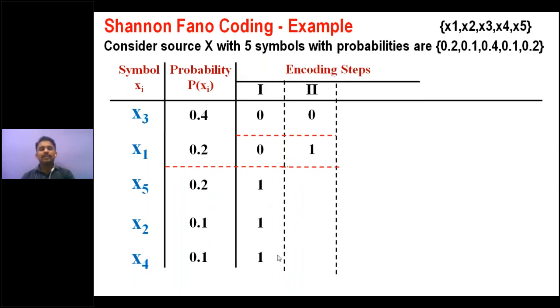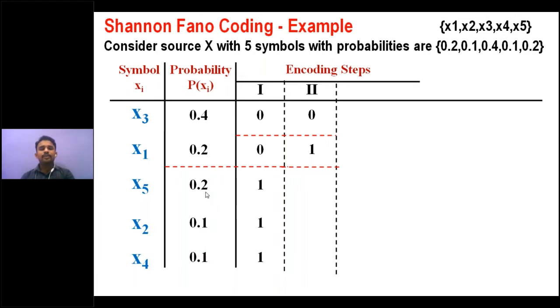Three symbols are there. Now, look into its probabilities. Now, divide it into exactly half. Now, you will understand the case here. This is 0.2, here 0.1, 0.1. So, total probability is 0.4. In the second part, total probability is 0.4.